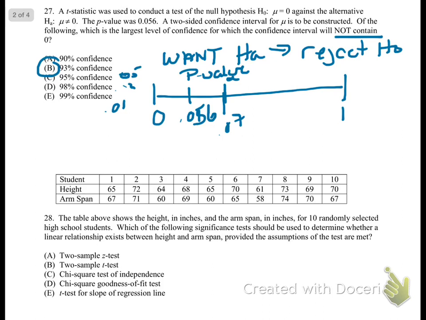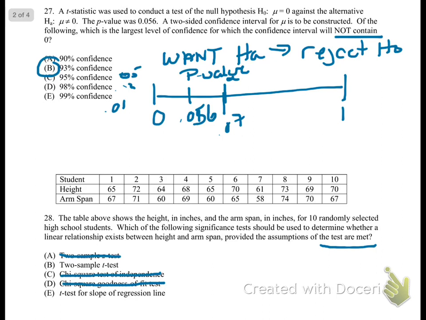Okay, so here they're taking the arm span for both, for high school students, height and arm span, and they want to know which test to use. Okay, so my question to you, first of all, always ask yourself, quantitative or categorical? Now, does it make sense to say the average height, the average arm span? It does. So therefore, it's going to be quantitative. So that means it's not a two-sample t-test, because that is categorical, and chi-squared and goodness of fit, they're all categorical. So now we're left with two-sample t and the regression.